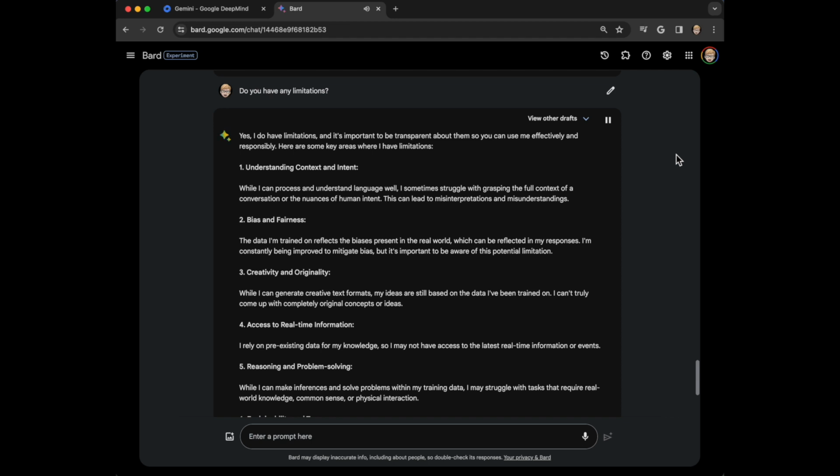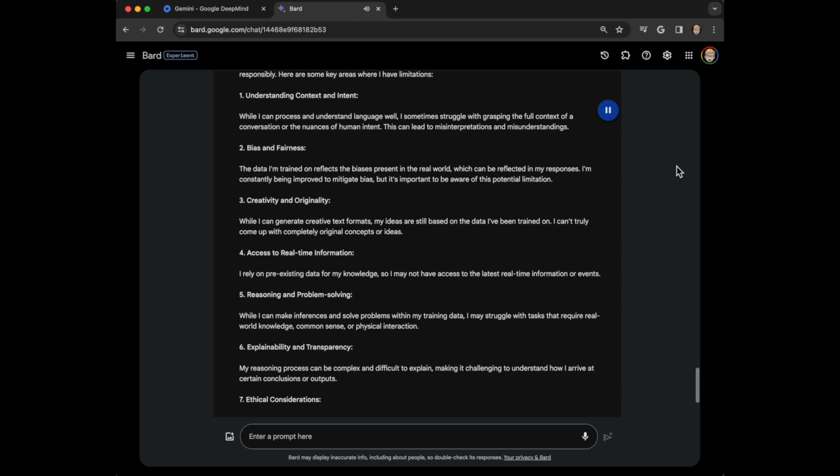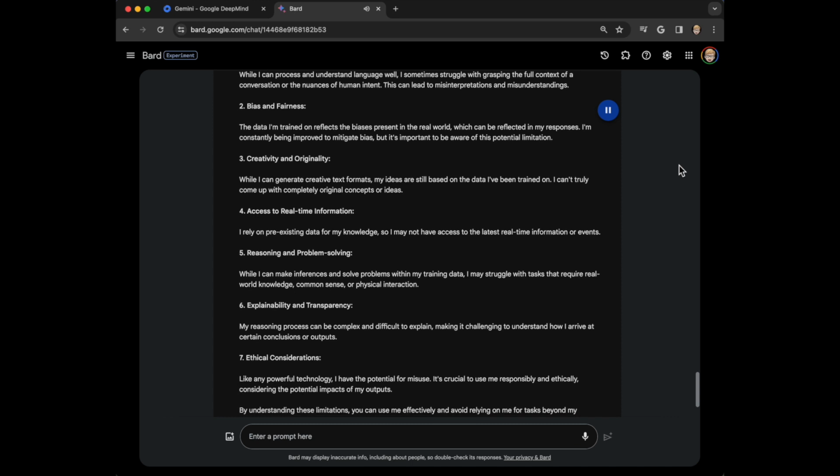2. Bias and fairness. The data I'm trained on reflects the biases present in the real world, which can be reflected in my responses. I'm constantly being improved to mitigate bias, but it's important to be aware of this potential limitation. 3. Creativity and originality. While I can generate creative text formats, my ideas are still based on the data I've been trained on. I can't truly come up with completely original concepts or ideas.